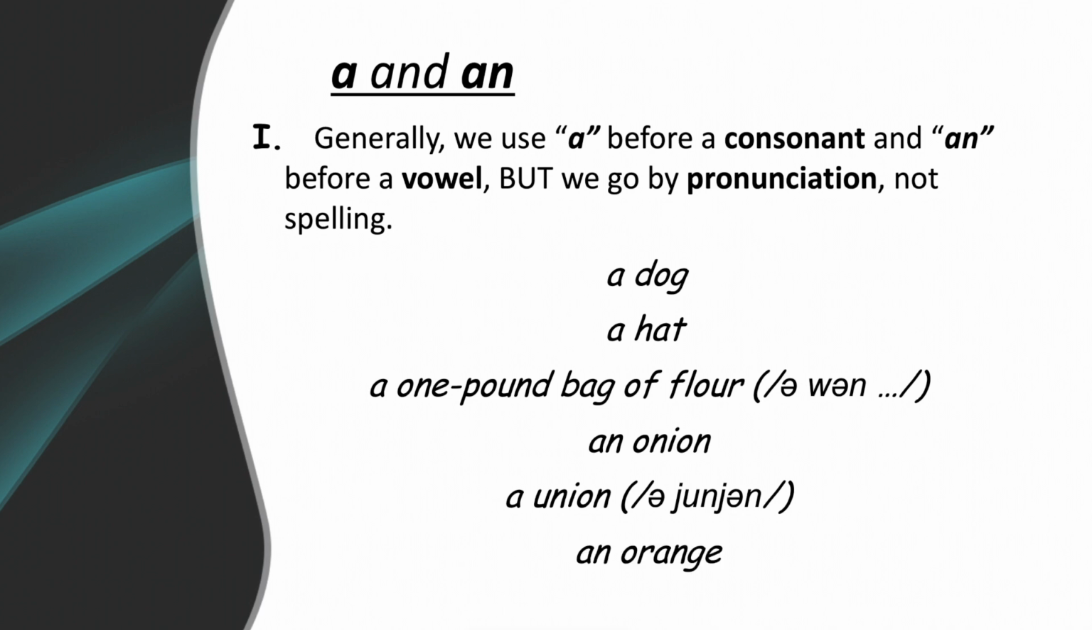Then we have an orange and an hour. Yes, there's an H, and an H is always a consonant, but in this word, the H is silent. Remember, we're going to use an before a vowel sound. The first sound you hear in the word hour is a vowel sound. So we say an hour.